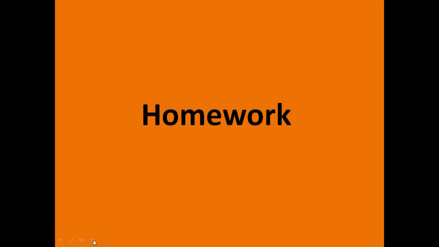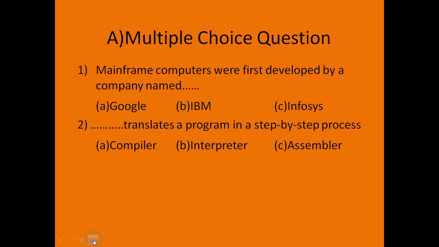So children, your homework is the exercise of this chapter. You have to do all the work in your copy, and listen to one thing: question answers are also given, but for the rest, like multiple choice and fill in the blanks, you have to do them on your own. So see your first exercise. It's about multiple choice questions. You have three options. You have to tick the correct one. Like question 1, mainframe computers were first developed by a company named Google, IBM, Infosys. Which one is correct? You have to tick that.